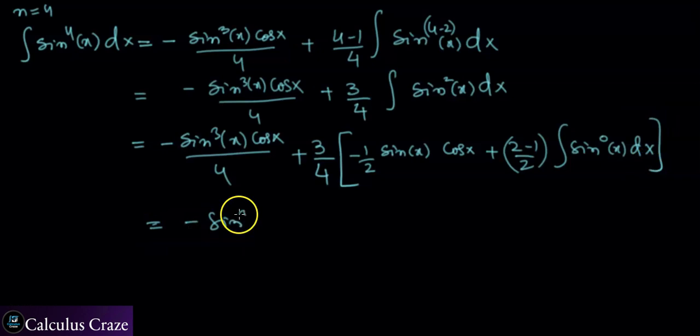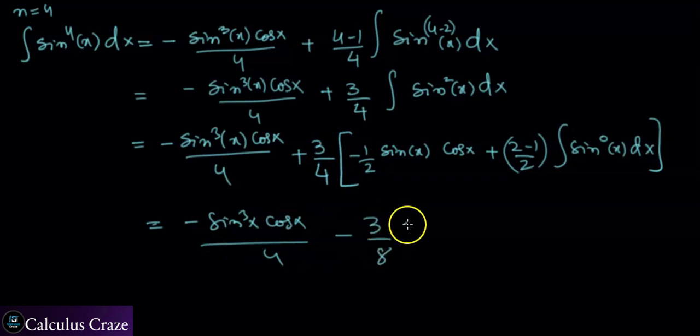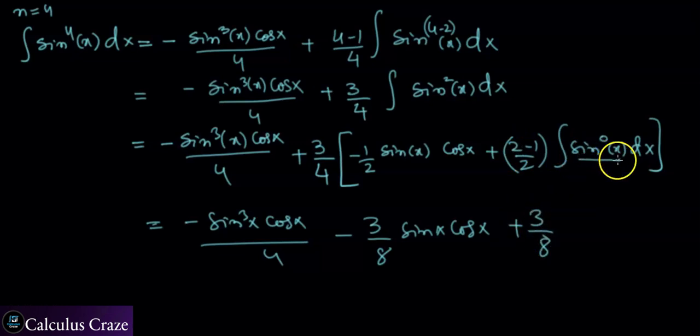Minus sine power 3 x cos x divided by 4 minus 3 over 8 times sine x cos x, and then this is going to be 1 over 2. So when you multiply it by 3 over 4, it is going to be plus 3 over 8, and this is 1. So the integral of 1 is x plus c, right?